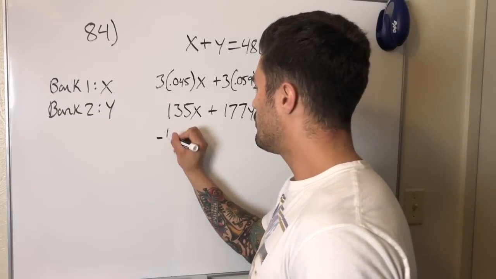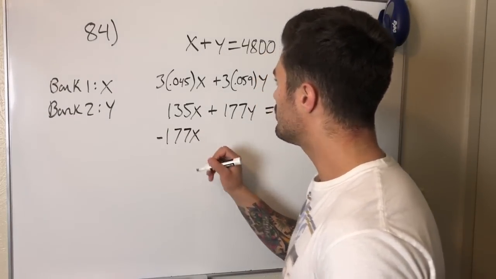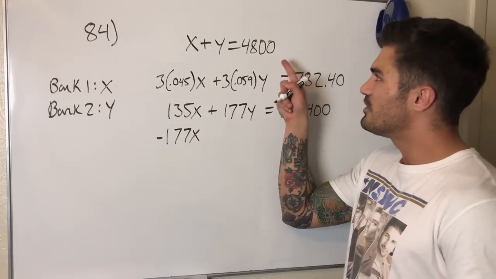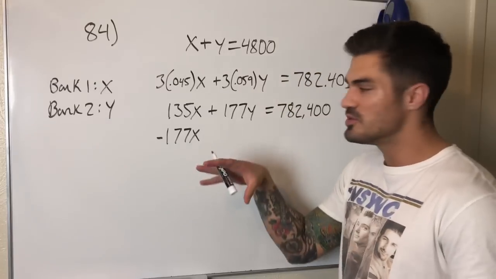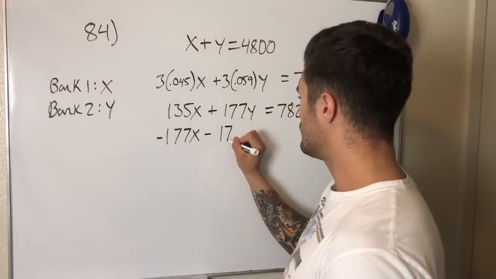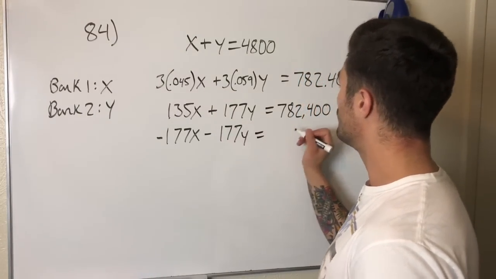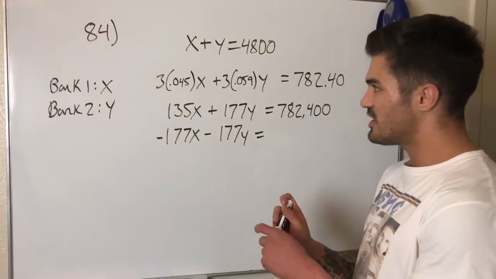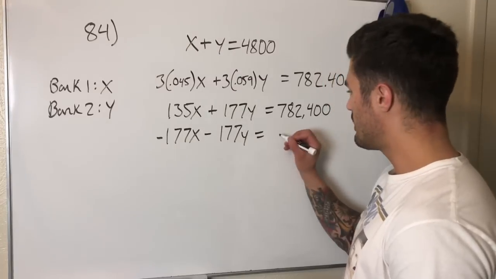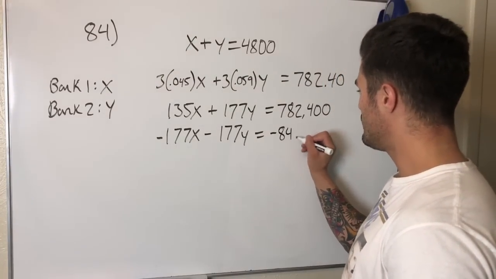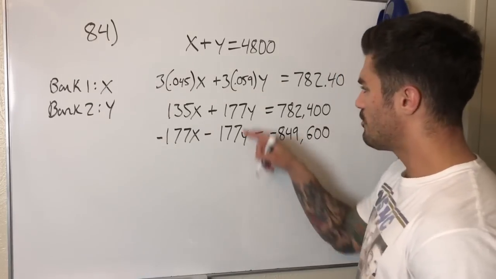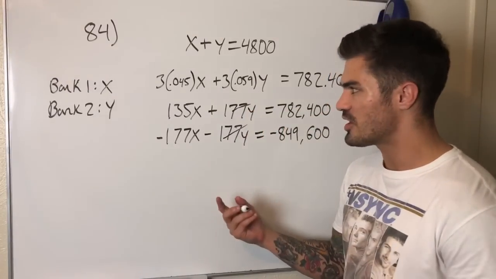So -177x, and you could have done a substitution too if you would have preferred that. You could solve for y, and then you'd substitute that in. That works too. I just tend to prefer elimination. So -177y equals, let's see, what is this times -177? I need to find that out. All right, so I have -849,600. And now if I add down, I cancel the y's just like I wanted to.